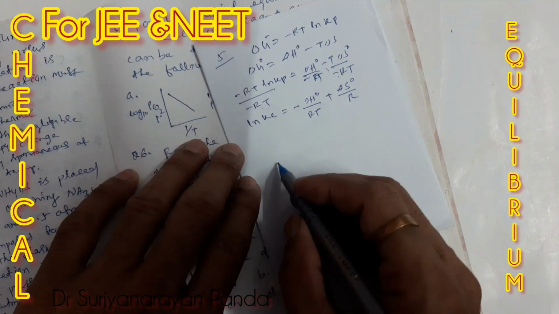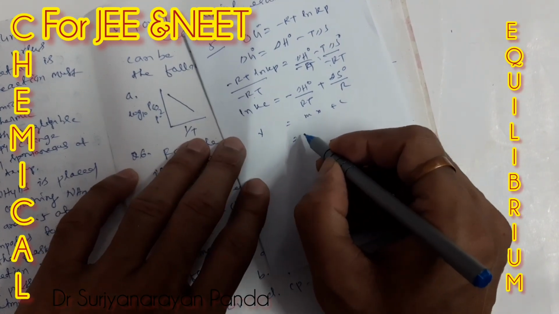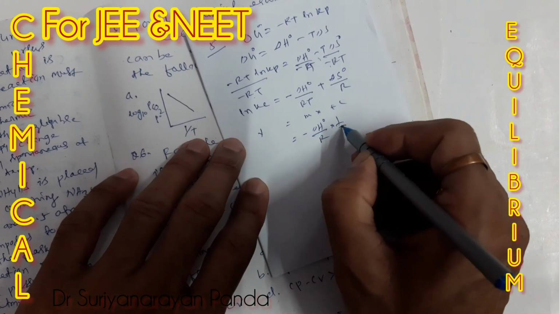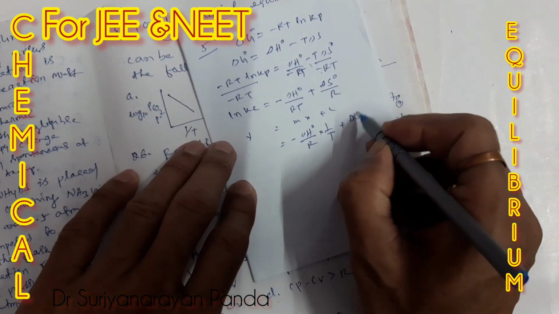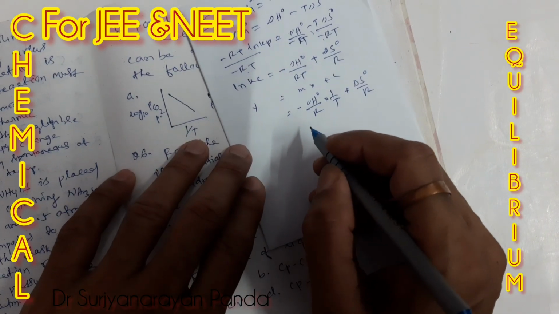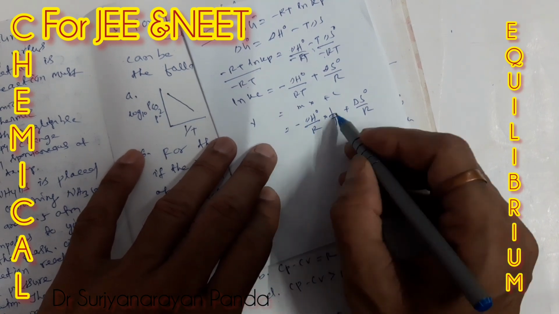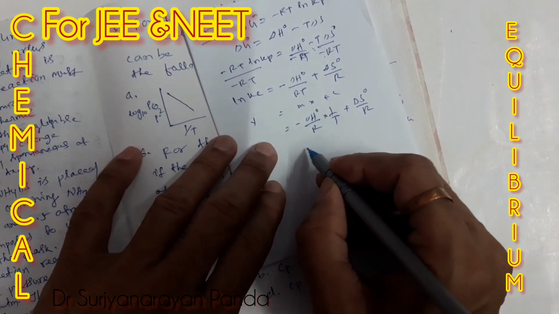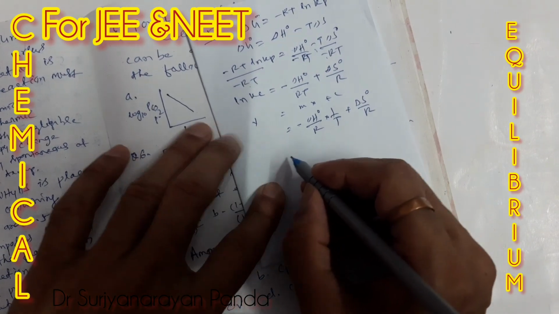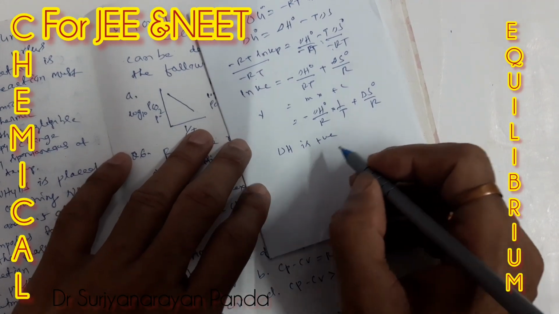Okay, so this is in the form y is equal to mx plus c. So m is minus delta H0 by R multiplied by 1 by T, plus delta S0 by R. Here the decomposition is endothermic. In the formula the minus sign is there, that means delta H is positive. Here delta H is positive, therefore it is an endothermic reaction.